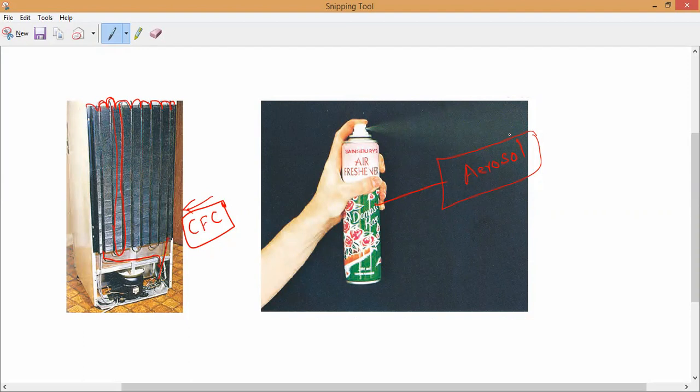Remember. So these chlorofluorocarbons, how does it happen? What is the phenomenon behind it? Let us discuss. These chlorofluorocarbons are the chemicals which we are using very widely in refrigerators and also air conditioners.